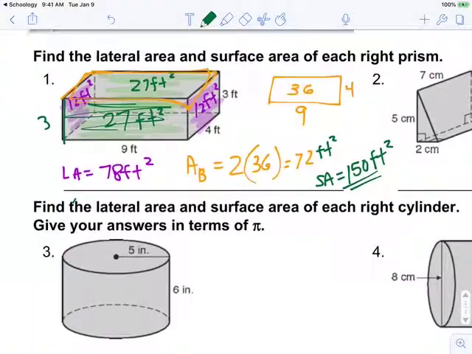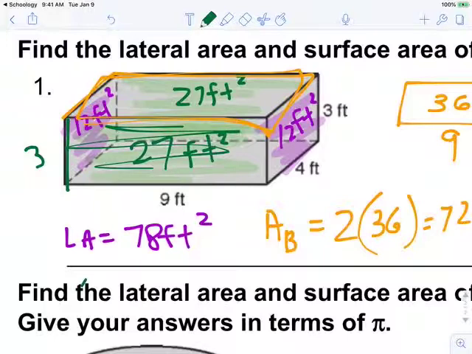Wait, how did you get the lateral area again? Lateral. I use the green rectangles in front and back, and then I use the purple areas on side to side, and then I add them all up. Oh, okay. So lateral faces.